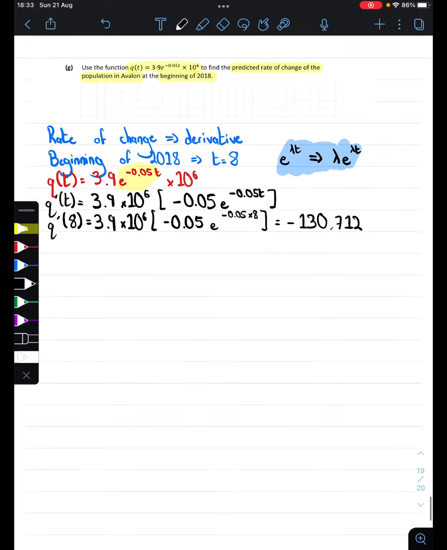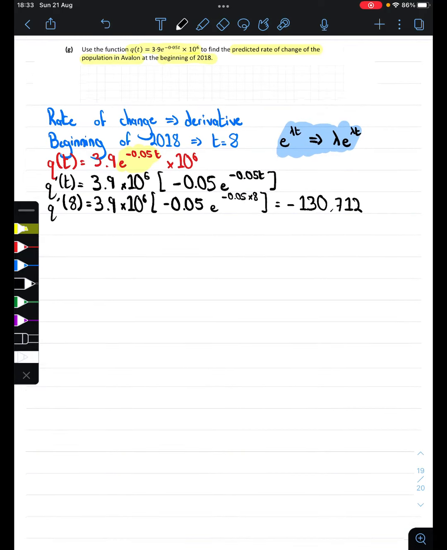So if we want to write out what this would mean in English, at the beginning of 2018, now they didn't actually ask for this, but they often would, so it's good to get into this habit of writing it in the context of the question. At the beginning of 2018, and also to think about what it is this number means. It's not just some random number. Like in context, it has some meaning to it.